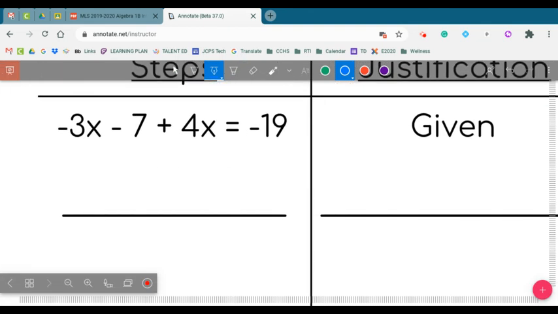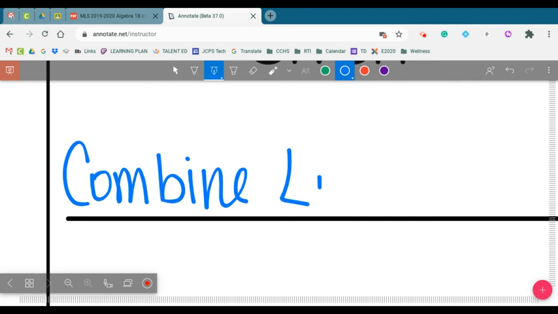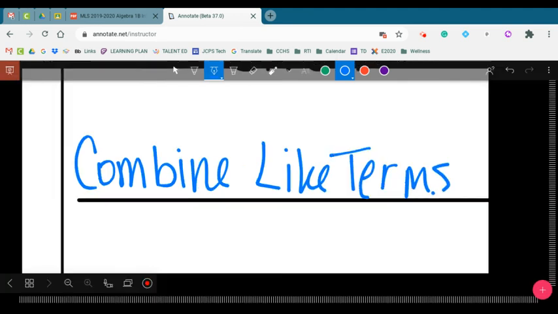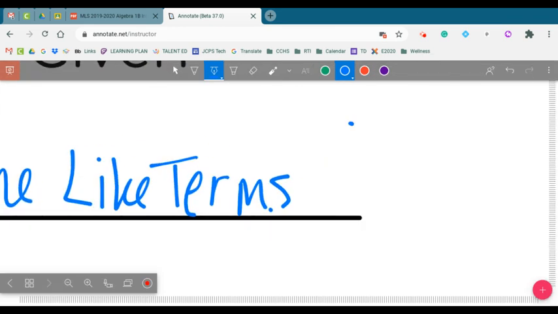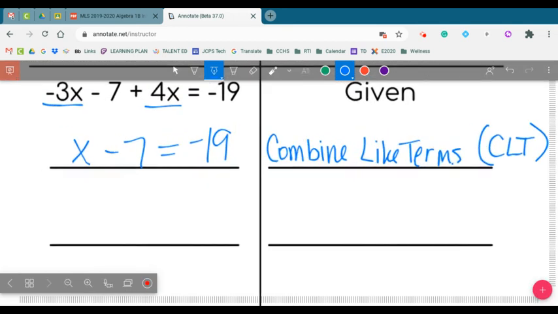So there's no distributing, so I need to see if I can combine like terms. Yes, I can combine the negative 3 and the 4x. So negative 3 to positive 4 is going to give me an x minus 7 equals negative 19. So what I just did is I combined like terms. If you want to, you can abbreviate the CLT, combine like terms. That is what I'm going to allow you to abbreviate.